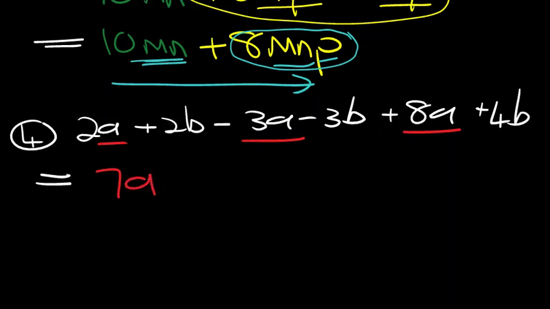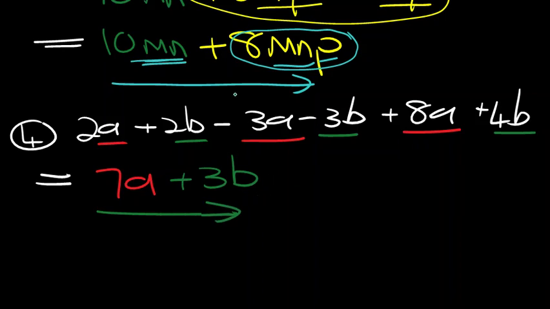And then for the next one, you have all the like terms you can add further, and that's the b's. So it's 2b plus 2b minus 3b plus 4b, and that is 2 minus 3 is minus 1, plus 4 is plus 3b, and that's your final answer. You can't go further because they are not like terms.